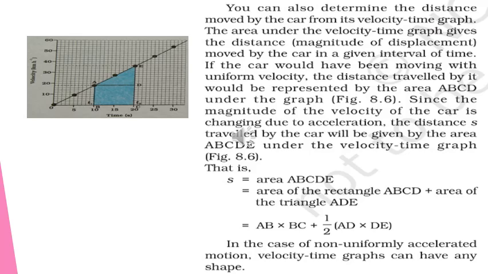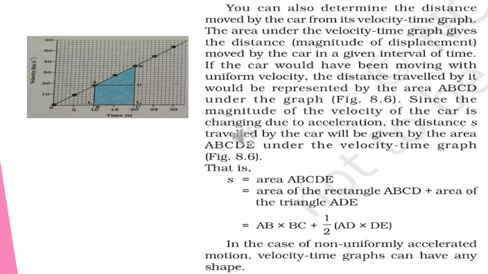Since the magnitude of the velocity of the car is changing due to acceleration, because the speed is accelerated speed, the distance travelled by the car will be given by the area A, B, C, D and E under the velocity time graph. Now we are able to calculate the area of rectangle ABCD and area of triangle ADE. So substitute the value, that is length AB into BC plus what is the area of triangle? Area of triangle is half into base into height. So here base is AD and the height is DE.